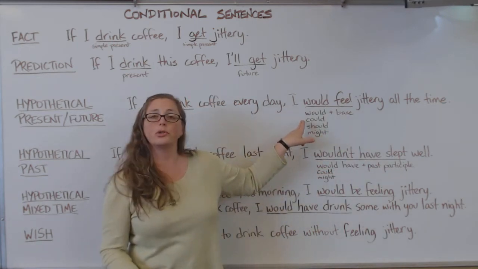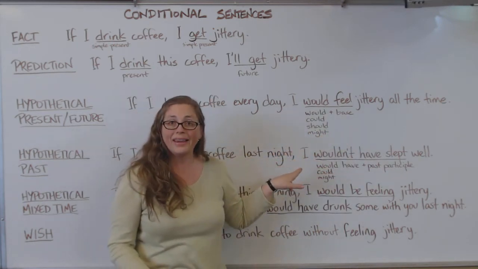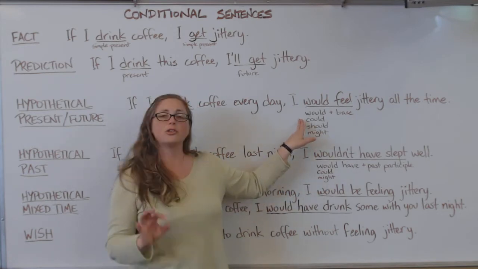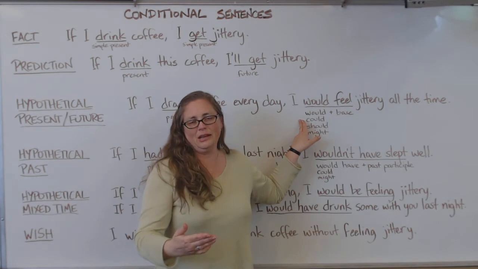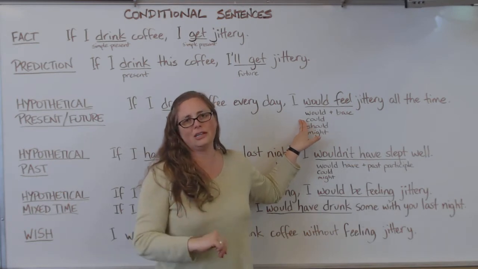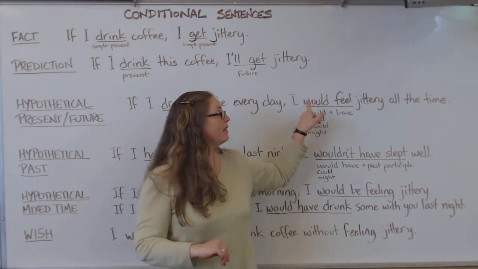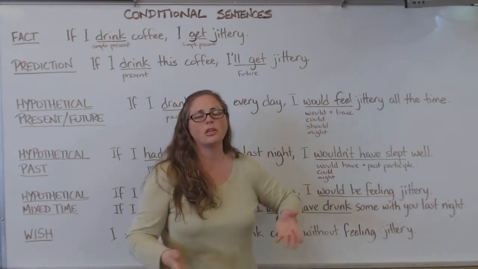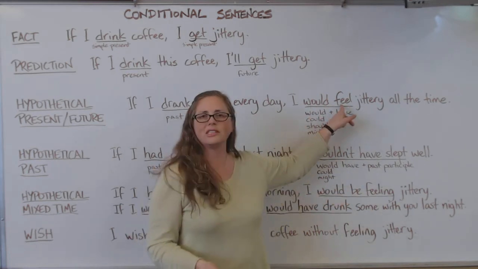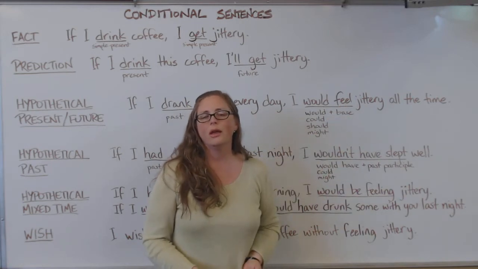You can also use could, should, or might. Could is to give the idea of ability. You have the ability to do something. In this situation, you can't use could. It doesn't make any sense. You can't talk about the ability to feel jittery.